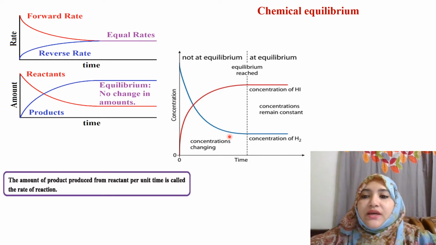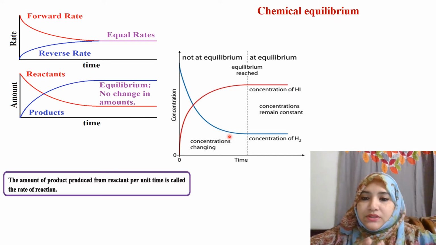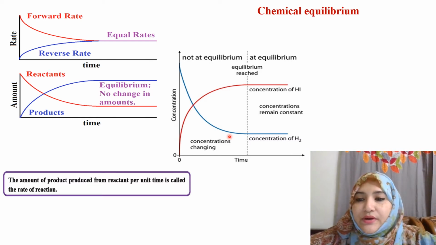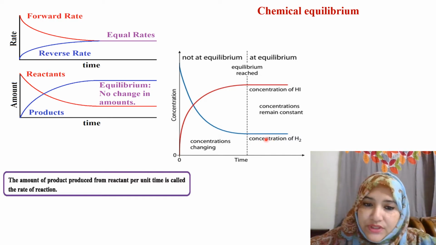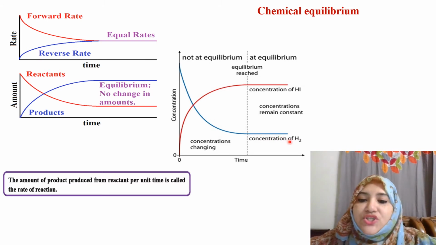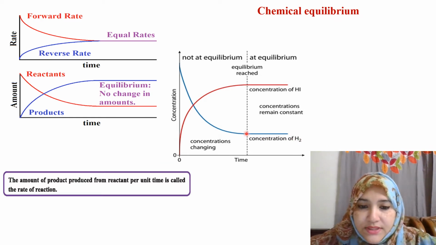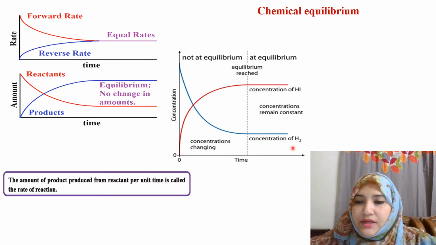Hydrogen and iodine are both gaseous substances, and they react in a closed container to produce hydrogen iodide. At the start of the reaction there is a high concentration of hydrogen and iodine. This blue curve shows the concentration of both hydrogen and iodine.